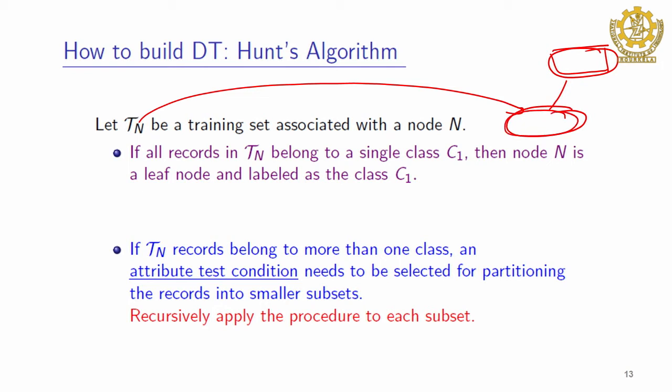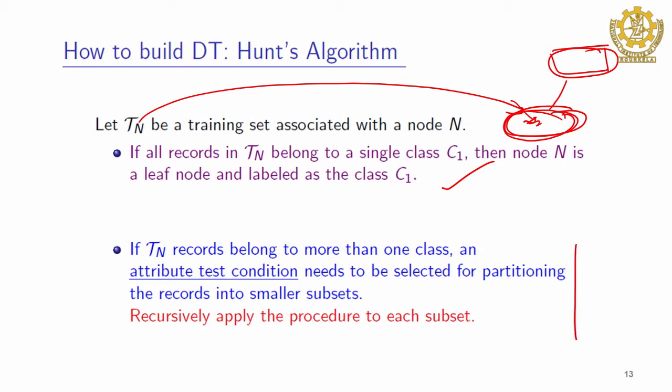The first case is very trivial. If all records in the training data set belong to a single class, then the node n is a leaf node and is labeled as the class C1. So after partitioning, if you see that all objects belong to a single class, then there is no need for further partitioning. You just identify the class level, because all objects belong to a single class, and that is done. This is very trivial, as you understand.